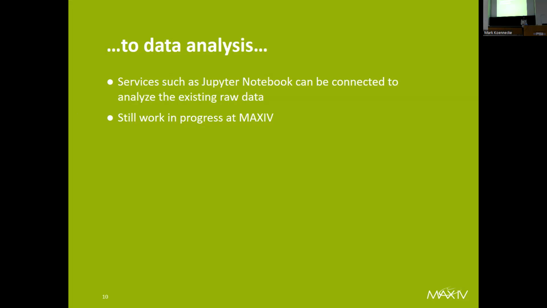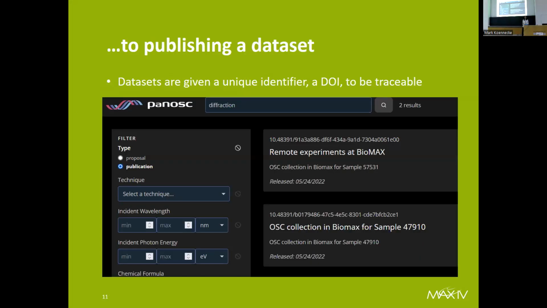Then the next step will be data analysis. Services such as Jupyter Notebook can be connected to analyze the existing raw data set. This is still a work in progress at MX4. We've recently started talks with the scientists on how we can implement this and what we can do. I know at ALS they have more experience with this, and they have the Jupyter Notebook system set up to SciCat. So this is something we are currently working towards, to have this included into the SciCat system as well, and to publish a data set.